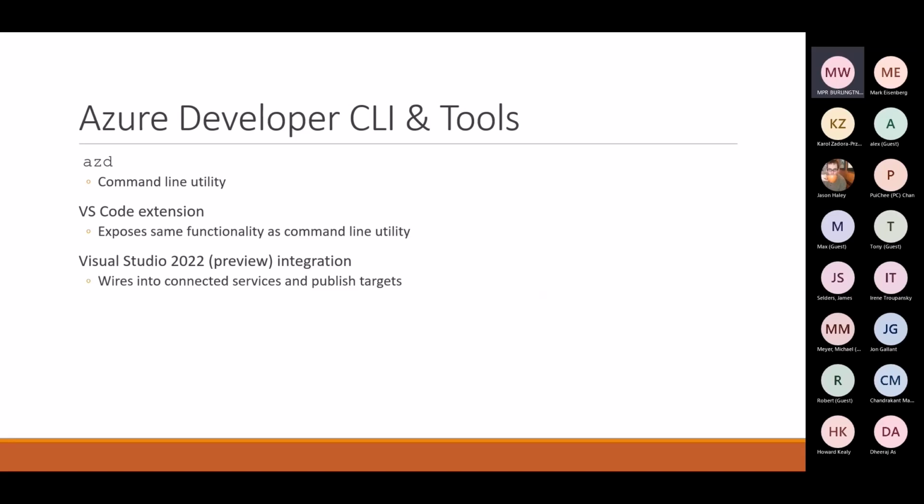Azure Developer CLI and tools. There is the AZD, which is the command line utility tool. And then there is the Visual Studio extension, which provides all of the functionality that the AZD command line tool does. And they're starting to integrate the functionality into Visual Studio 2022. You can currently turn it on in the preview edition of that. But I won't be showing the Visual Studio this evening, but I will be showing Visual Studio Code.